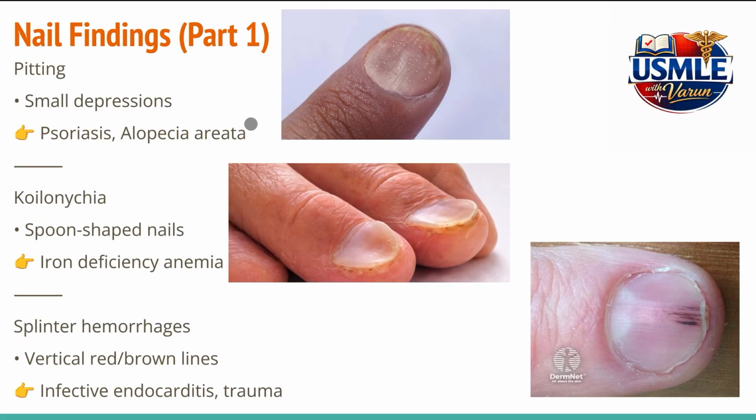Let's go through some of the high yield nail findings. First is nail pitting. These are small depressions on the nail surface. These are classically seen in psoriasis and also in alopecia areata. Next is koilonychia, which means spoon-shaped nails. This is strongly associated with iron deficiency anemia. Then we have splinter hemorrhages. These are thin longitudinal reddish or brownish lines under the nail. They can be seen in infective endocarditis but can also occur with trauma. So each of these findings is a clue pointing towards an underlying condition.